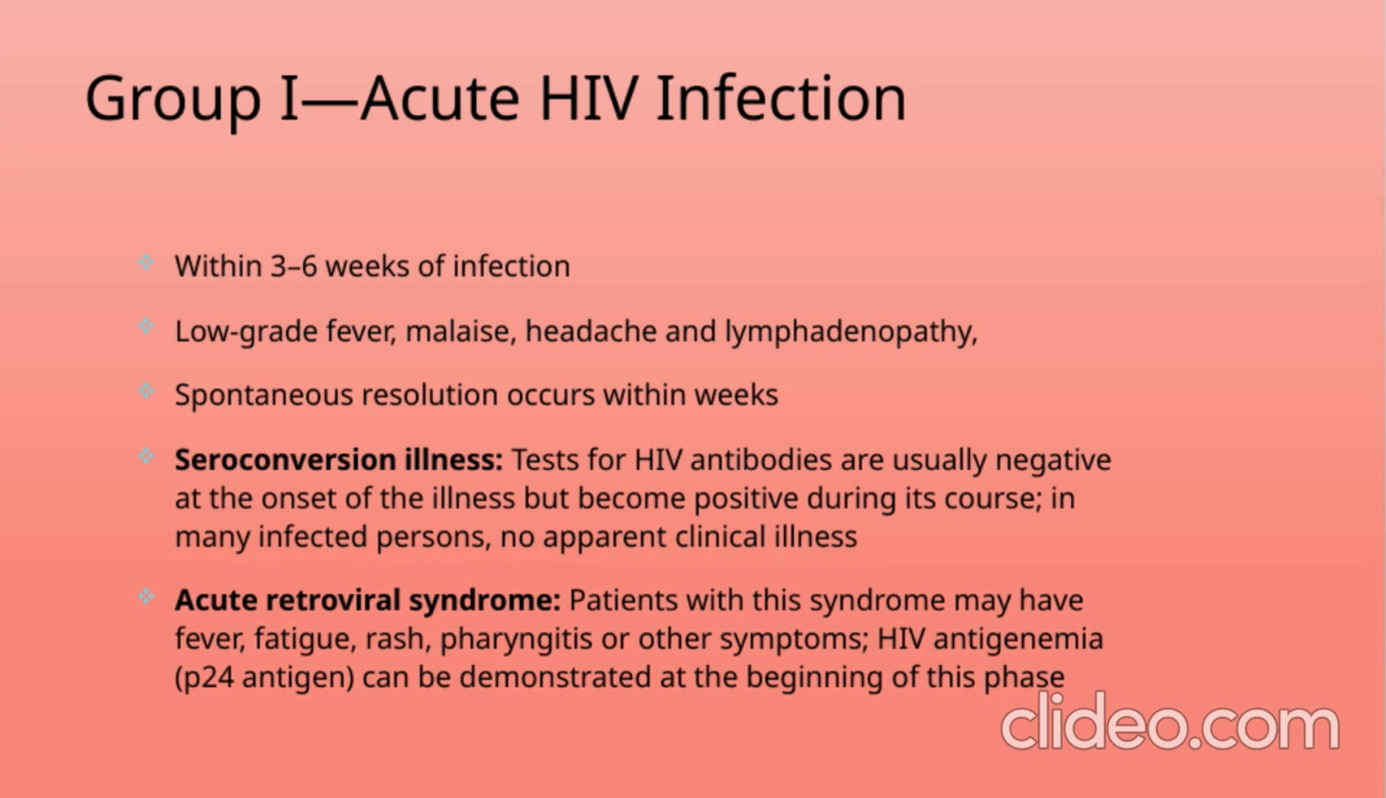Then there's the acute retroviral syndrome, which some patients develop. These individuals might experience fever, fatigue, a rash, sore throat, or other symptoms. During this phase, we can sometimes detect HIV antigenemia, specifically the P24 antigen, which indicates the presence of the virus early on. All these points highlight how early HIV infection can present with a range of symptoms, or sometimes with none at all, making it a crucial period for diagnosis and intervention.